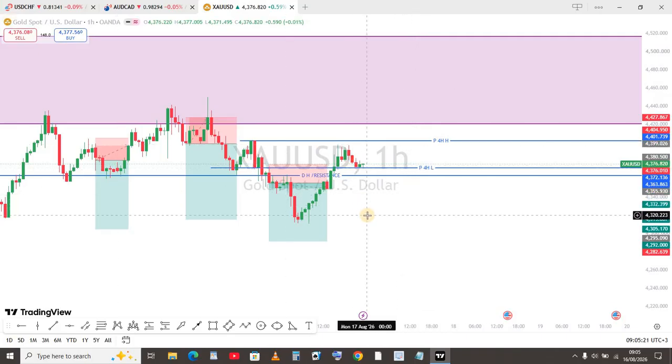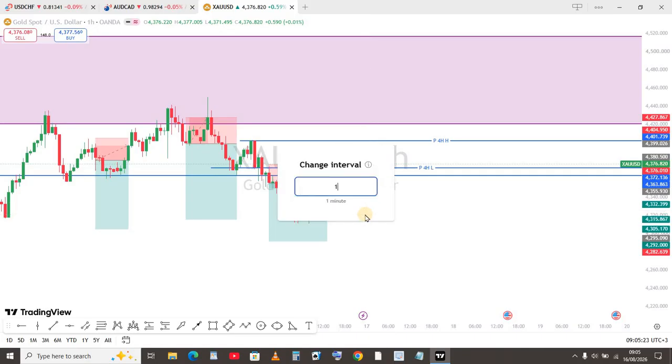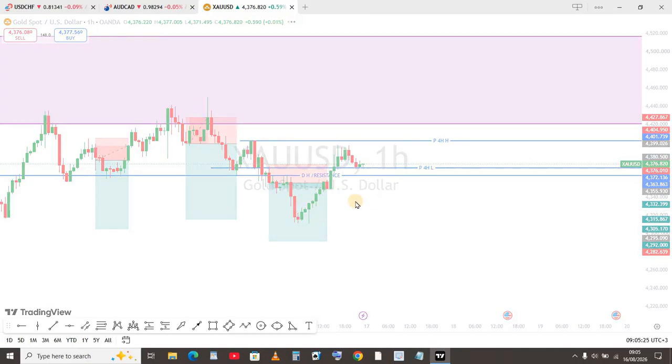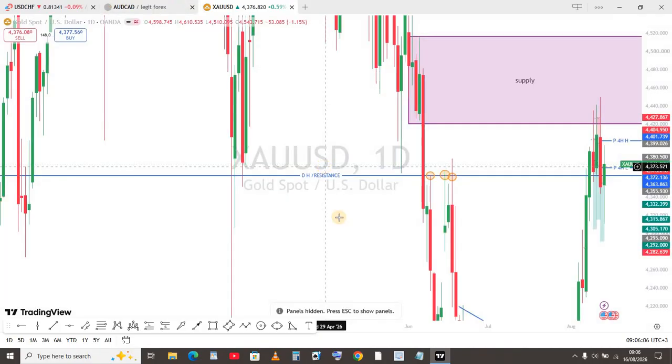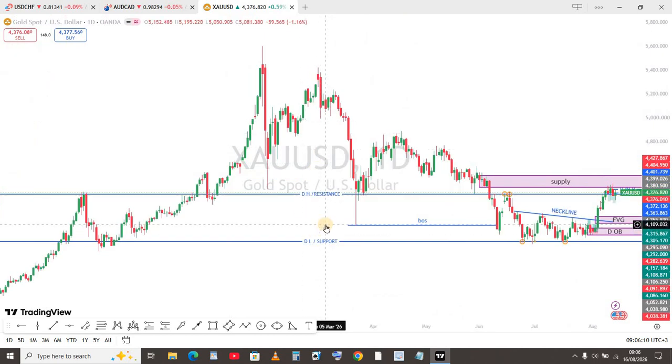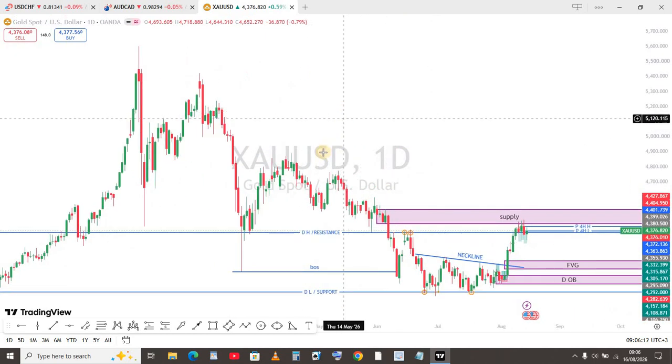So this is the XAU chart, the normal chart on the daily time frame. We have to refresh this, reset the chart. Okay, so on our daily chart you can see very clear.